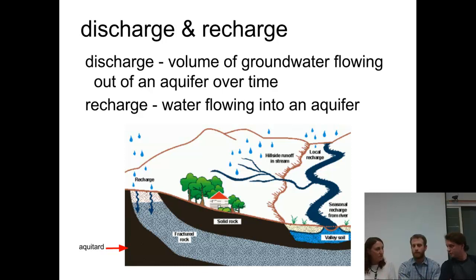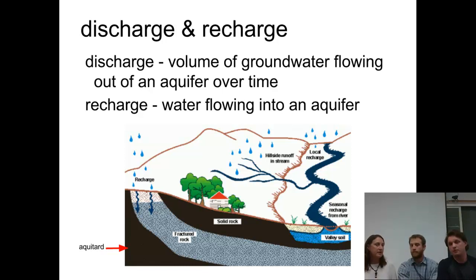Okay, and then water flowing out of the aquifer? Would be like a river. So we could see a river that would be flowing, would also be taking groundwater out of the system, and then also pumping water out of a well could also be taking water out of the system.